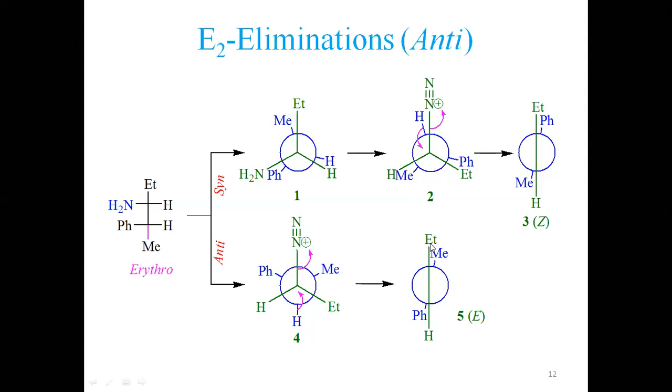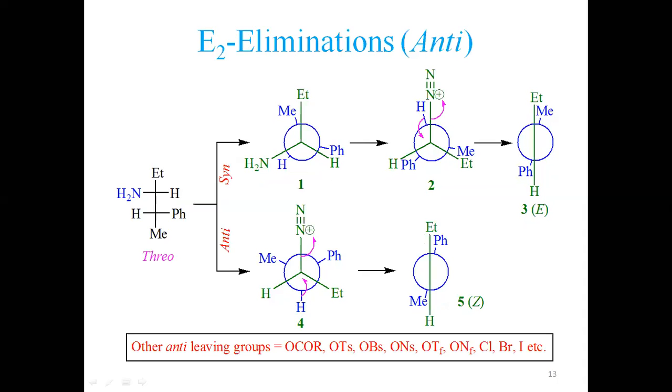The group of highest priority is ethyl here, phenyl here. They are opposite to each other, so it is E isomer. But if we are focusing on this one, this is a threo isomer. You see, same isomer, but the configuration of this group is opposite. Front carbon is same, but rear carbon has a change in configuration. So when it is undergoing leaving, you see the front carbon is same, rear carbon is changed.